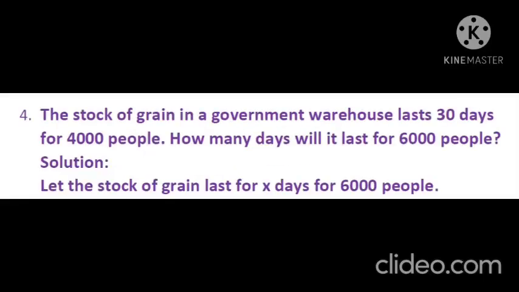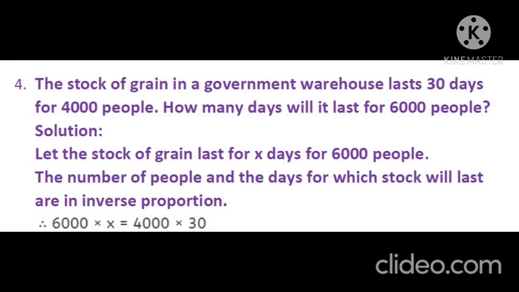Question number 3. The stock of grain in a government warehouse lasts 30 days for 4,000 people. How many days will it last for 6,000 people? In this example, we are given that the stock of grain in a government warehouse lasts 30 days for 4,000 people. And we have to find how many days it will last for 6,000 people. Let the stock of grain last for x days for 6,000 people.